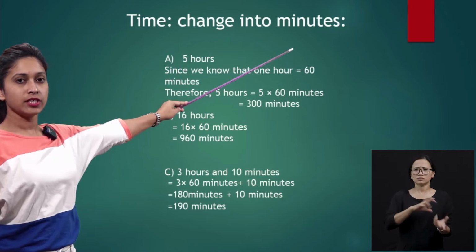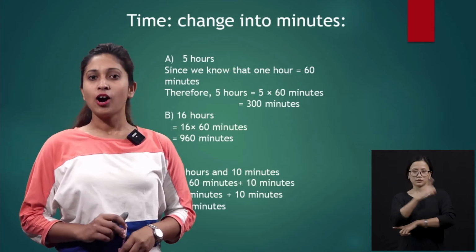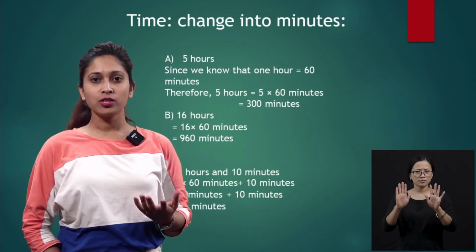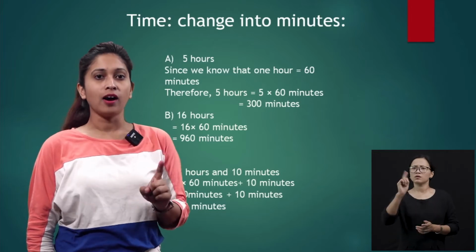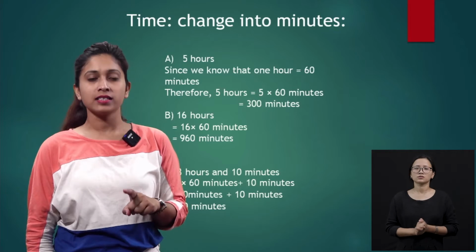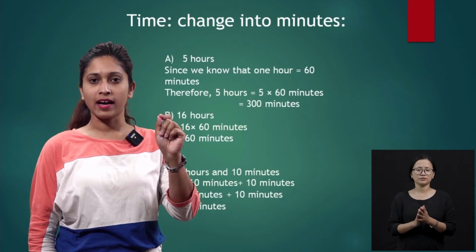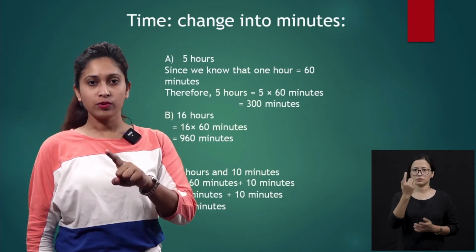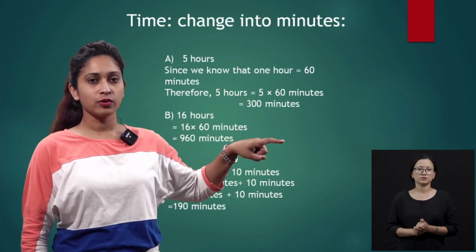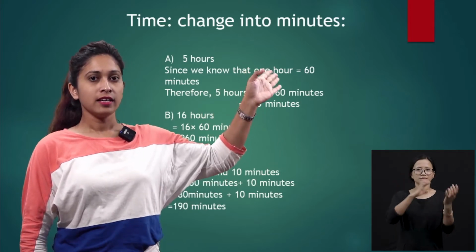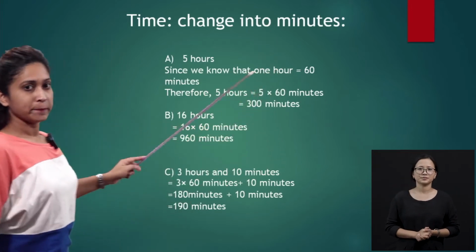How will you change it into minutes? Okay, students, in one day, how many hours do we have? We have 24 hours. And 1 hour is equal to how many minutes? It's equal to 60 minutes. You have to stick to your mind that 1 hour is equal to 60 minutes. By using that formula, we are going to solve this question by changing the hours into minutes.